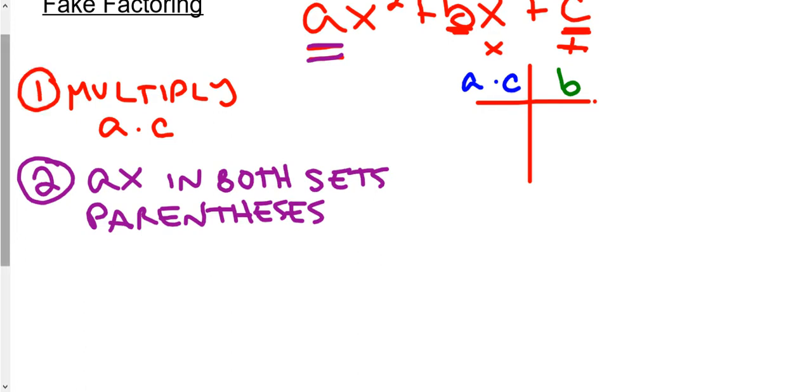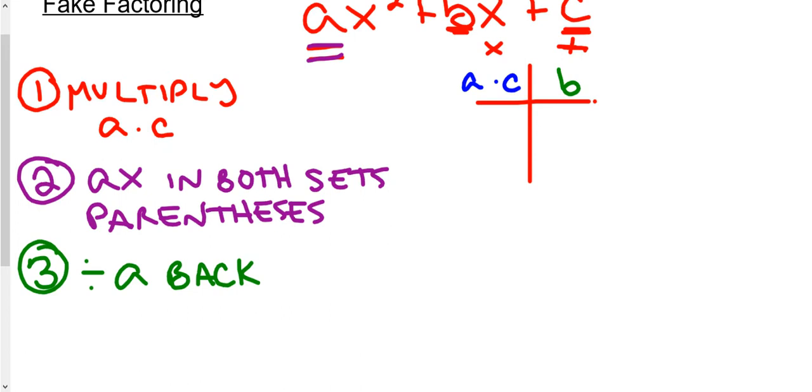The last step is to go ahead and take care of the problem that putting ax in both parentheses creates. When I put ax in both sets of parentheses, I'm making a quadratic that is a times larger than what I actually want. It's a times too big. So the last step is to divide that a back out. If that a value is 4 and it was 4 times too big, we'd have to divide 4 back out. And I want to go ahead and illustrate this with some examples.